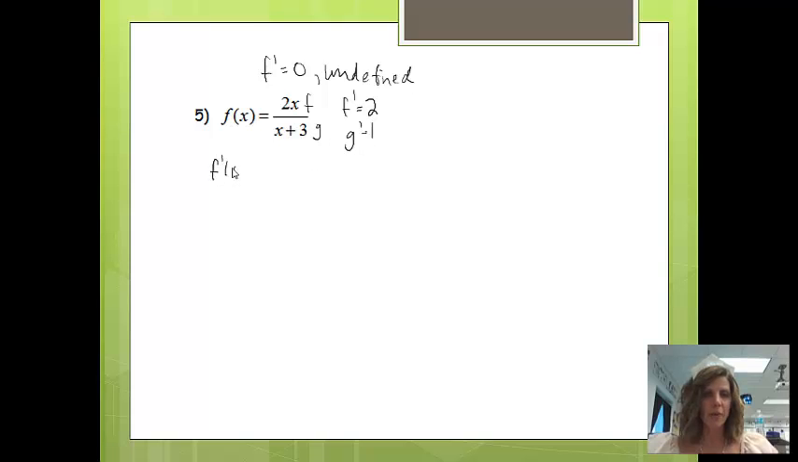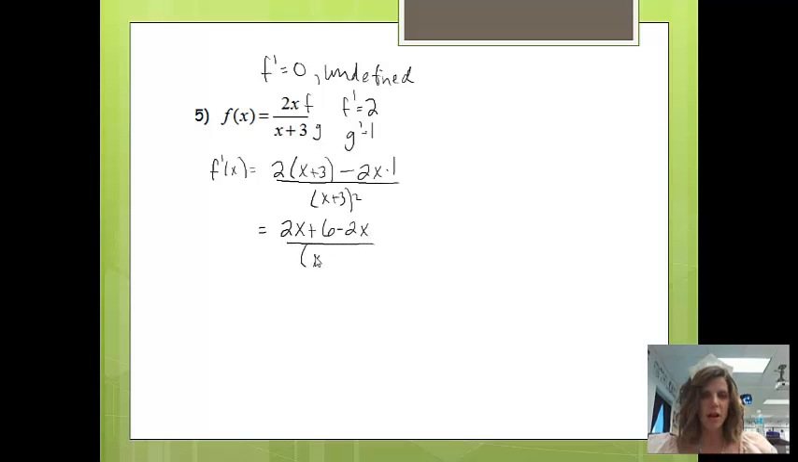And now when I go to take the derivative using the quotient rule, I'll have f prime times g, so 2 times x plus 3, minus f times g prime, 2x times 1, all over g squared. And then just simplifying that a little bit, I'll get 2x plus 6 minus 2x, all over x plus 3 squared. And from here, if I simplify that, I will get 6 over x plus 3 squared.